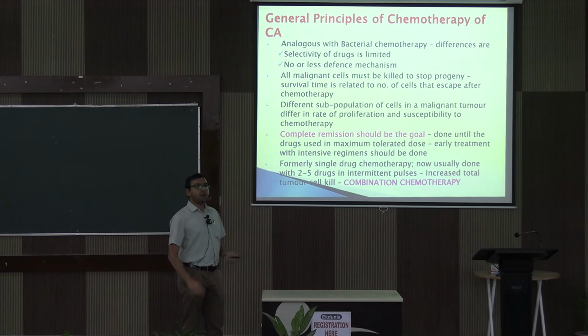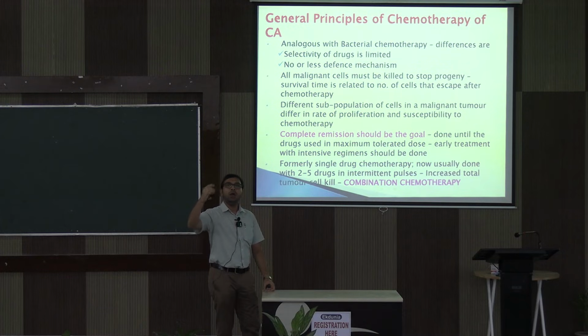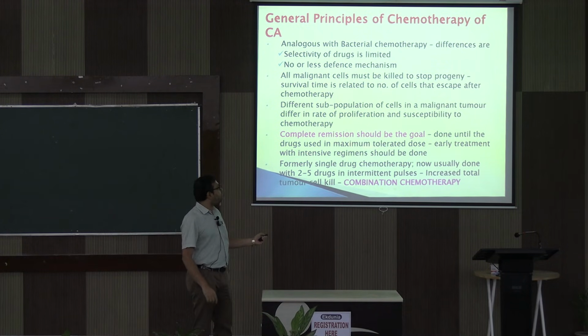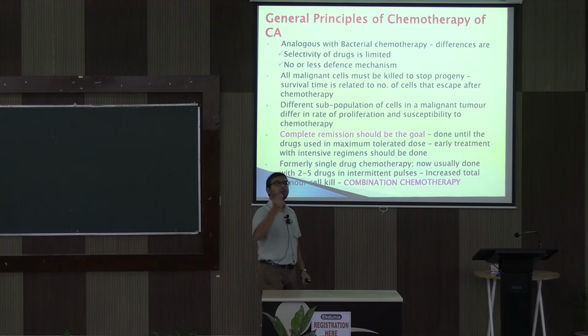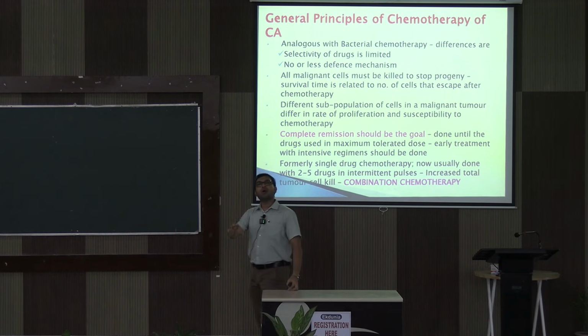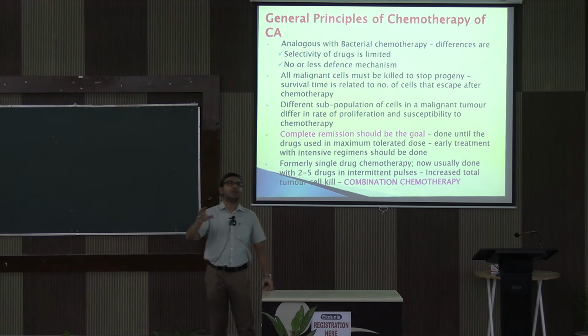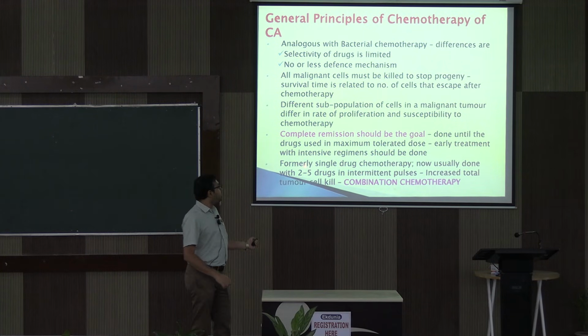So complete remission should be the goal. Our goal will be, as far as possible, to reach complete remission, with the drugs used in the maximum tolerated dose, because these are very toxic. Why toxic? Because these also act on normal host cells, because these drugs ultimately block different types of nucleoside or nucleotide synthesis, so that the cell cycle will not continue. And that also blocks normal nucleotide synthesis in normal host cells to some extent. That's why these are very toxic.